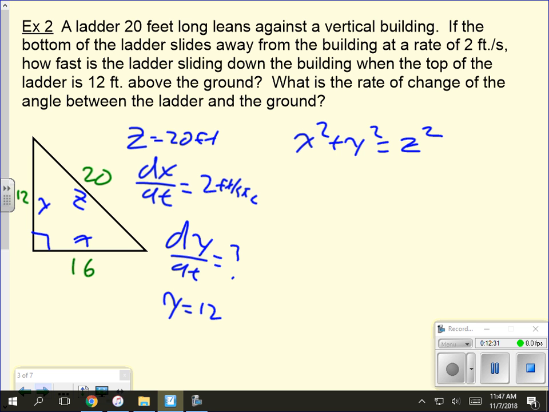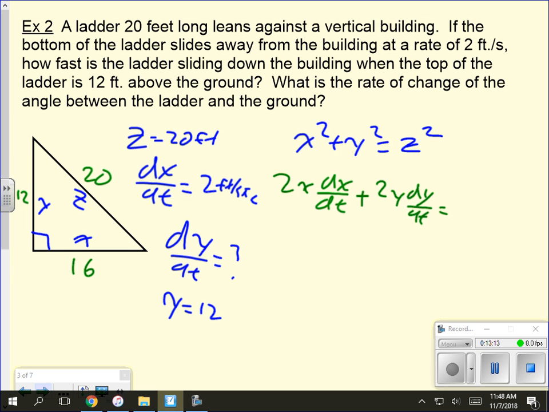Okay. So 16, I have x, y, and z. Great. But I need to deal with rates. Take the derivative of that with respect to time, doing it implicitly with respect to time. So the derivative of x squared would be 2x dx dt. That's the rate of change of x, how fast it's sliding away. The derivative of y squared would be 2y dy dt.